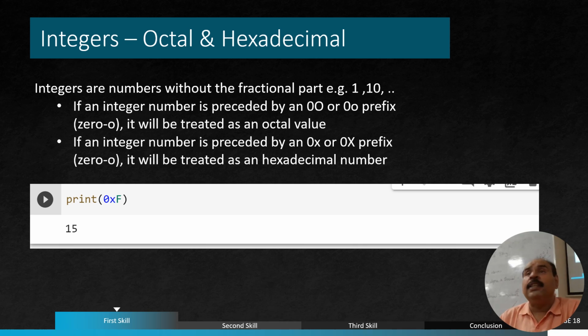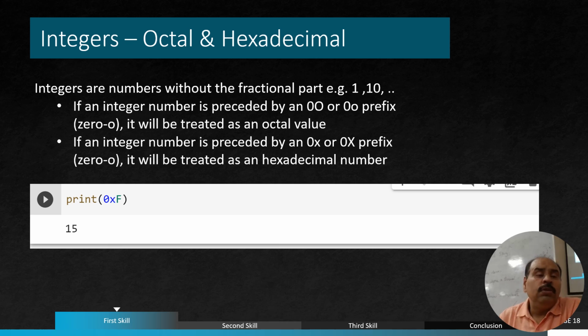So in the integer data type itself we have octal and hexadecimal. Octal numbers are base 8 numbers, hexadecimal base 16, okay? We'll deal with this in our future sessions, about what is octal and hexadecimal, okay? Suppose you can try this out.